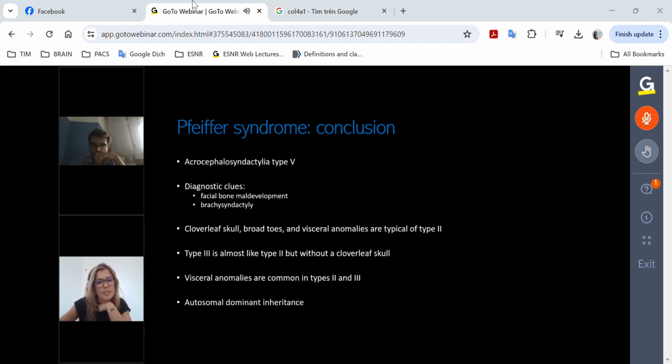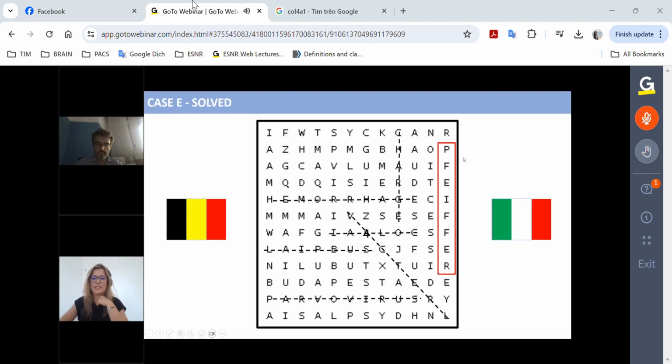It's a type 5 acrocephalosyndactylia, and the diagnostic clues are facial bone maldevelopment and brachysyndactyly. In type 2, there is the cloverleaf skull appearance, and they also have broad toes and visceral anomalies. Type 3 is like type 2, without the cloverleaf appearance, okay? And the inheritance is autosomal dominant. And this is the diagnosis, Pfeiffer syndrome.